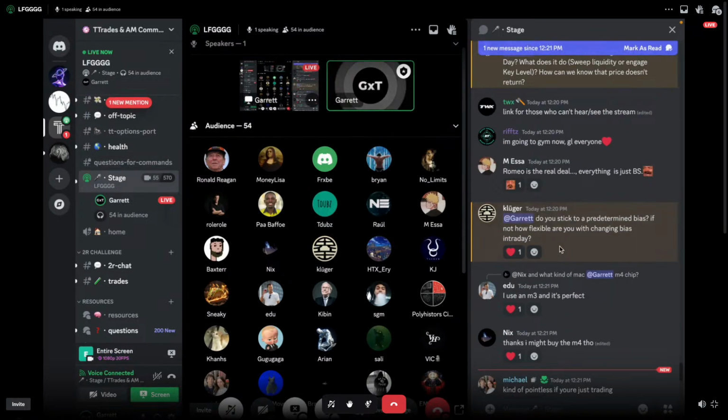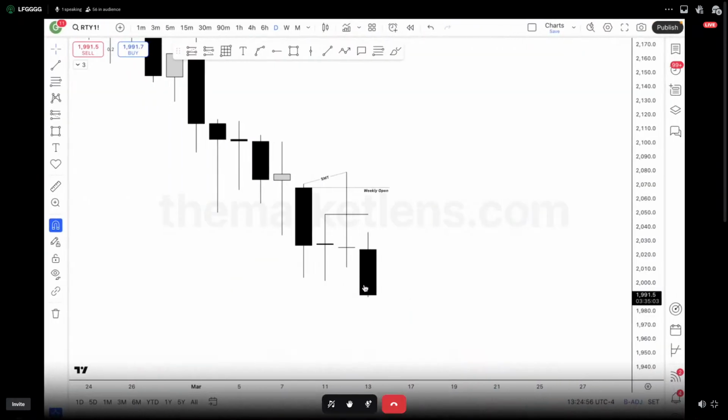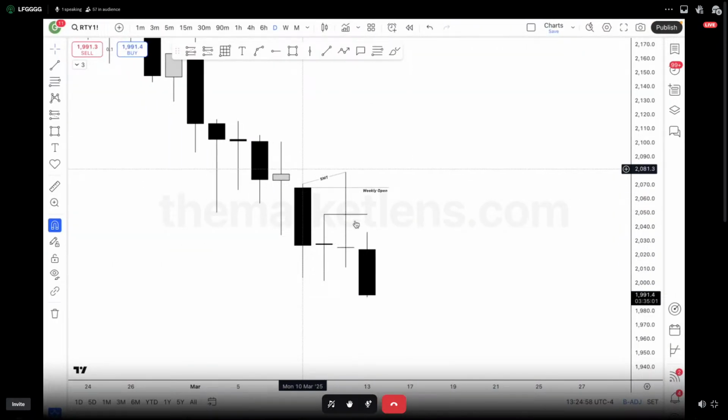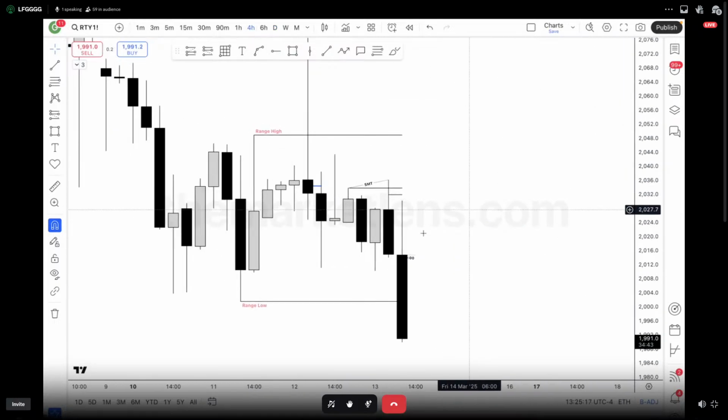How do you stick to predetermined bias? If not, how flexible are you with changing? Okay, you'd be surprised, I don't even look at the previous day. I won't do analysis prior to anything, nothing like that. I won't do analysis the night before. I'll just come to the charts and look at the previous sessions. That's why New York is so much easier, because you can just come to the charts and see what the previous sessions did, and I work around that.